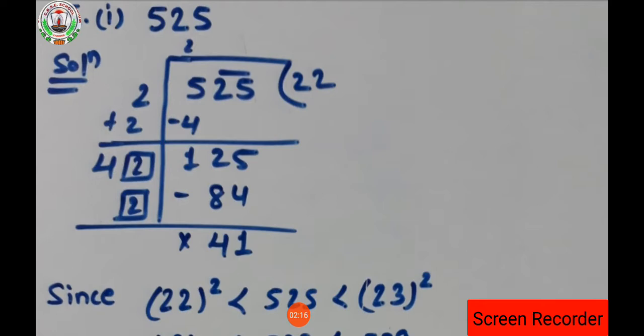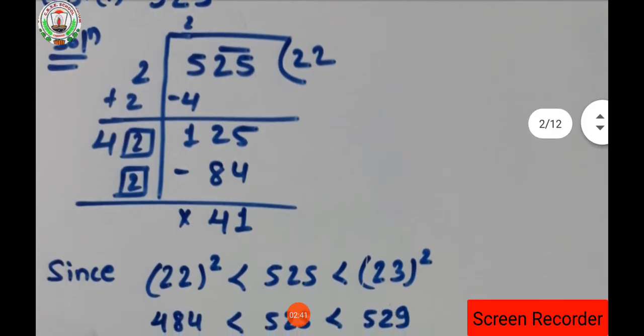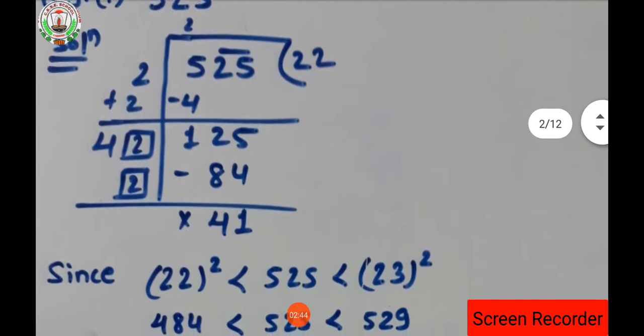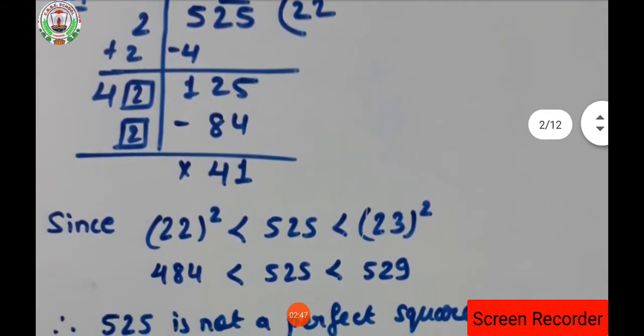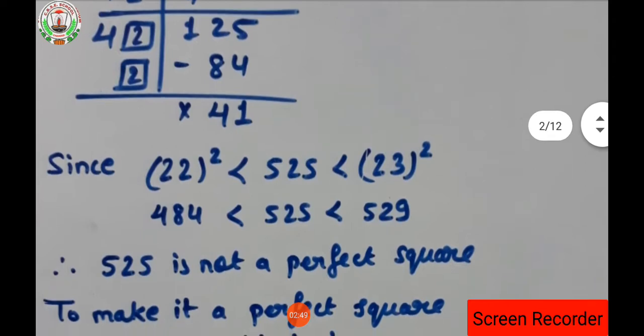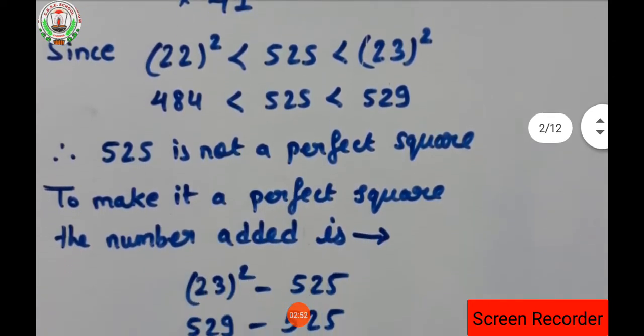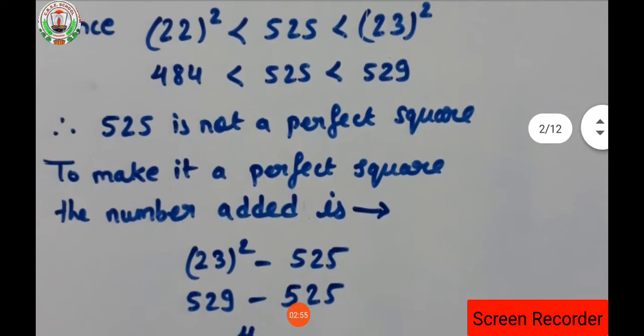If some remainder is left, that means the number 525 is not a perfect square, isn't it? While performing the long division method, if any remainder is left, that means that particular dividend is not a perfect square. In order to make it a perfect square, we have to add some number to 525. Now let's see what number should be added. In the previous video, question number 4, the remainder was subtracted from the dividend, isn't it? But here in addition, there is a little bit of difference. Okay, now see what the difference is.